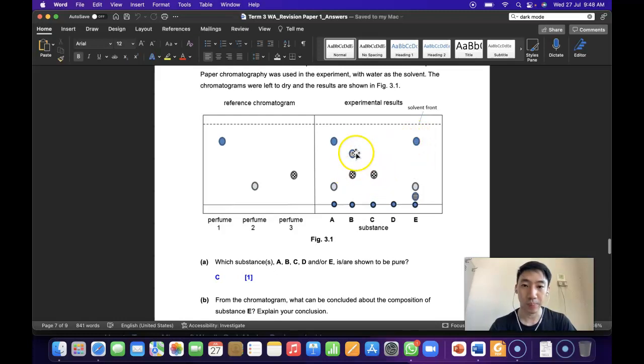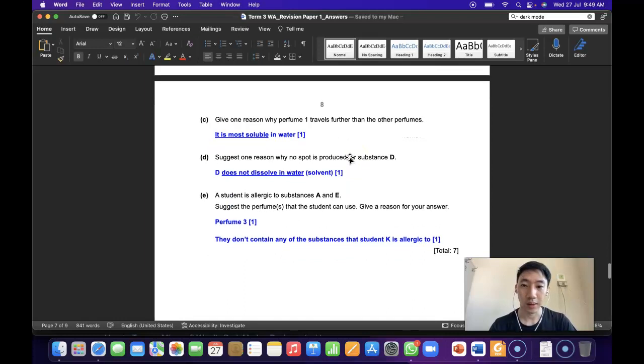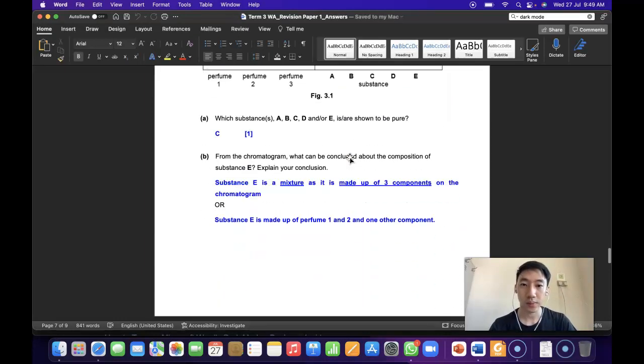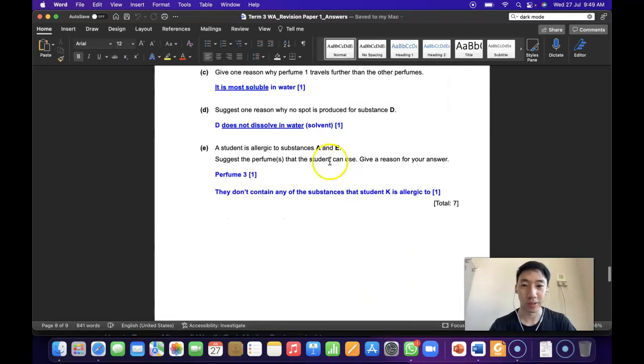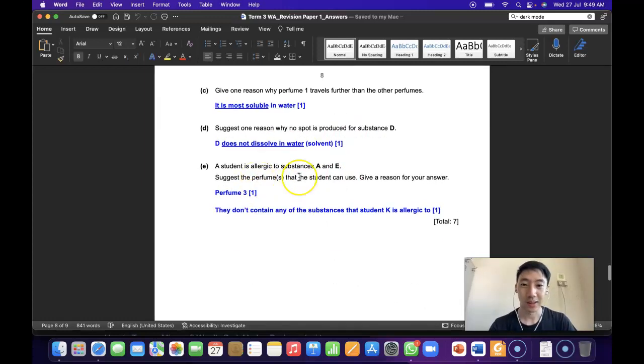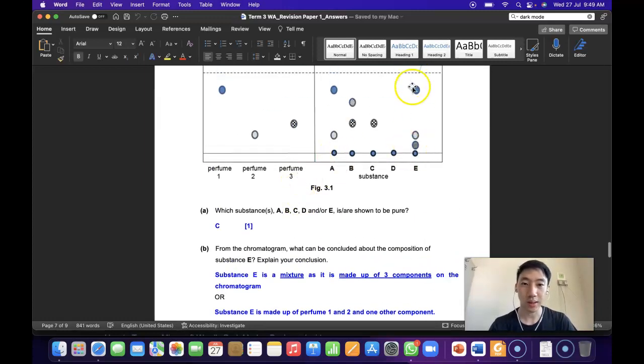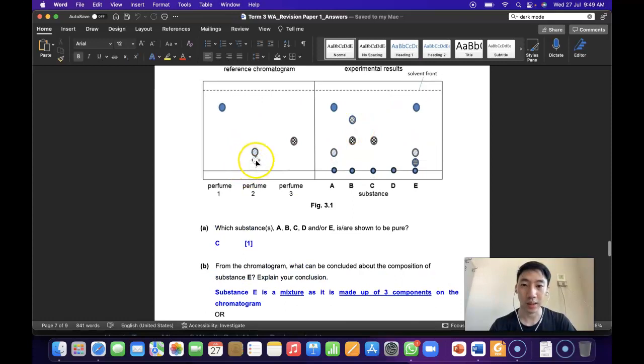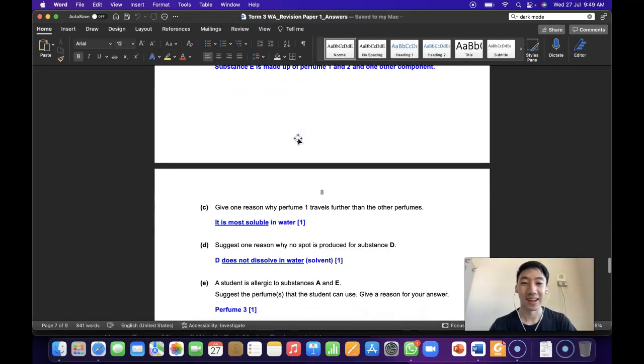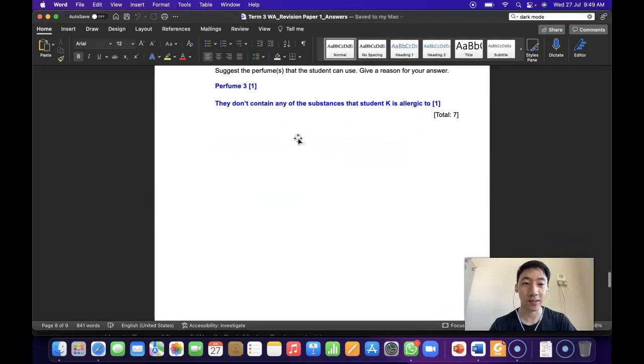And what about B? Can he have this thing? Wait, no, I got confused also. Yeah, he is allergic to A and E. So he can take perfume 3. That makes sense, right? Okay, so that's the end of the corrections.